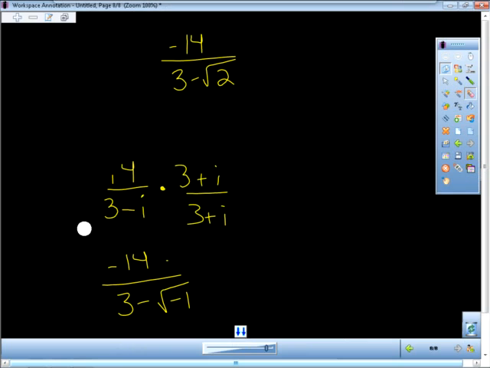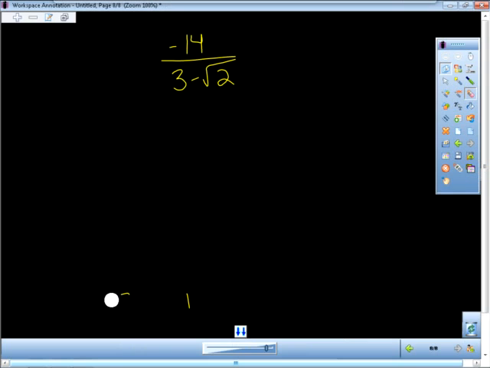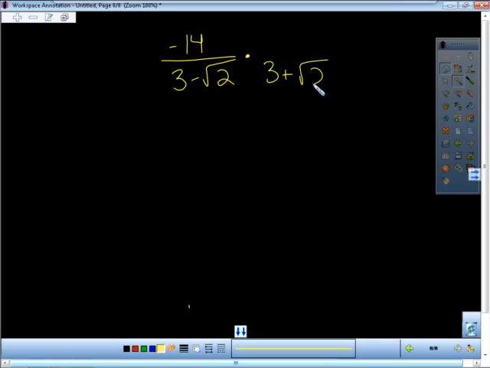So I'm going to erase this. We're going to multiply by the conjugate of that. Right. So if I have 3 minus the square root of 2, I'm going to multiply by 3 plus the square root of 2. And the top and the bottom have to be the same so that it's equivalent to 1. Whenever we are finished, that will eliminate radicals in my denominator.